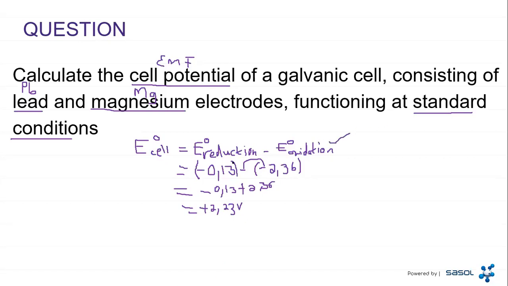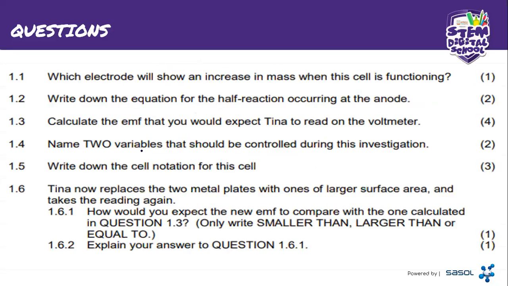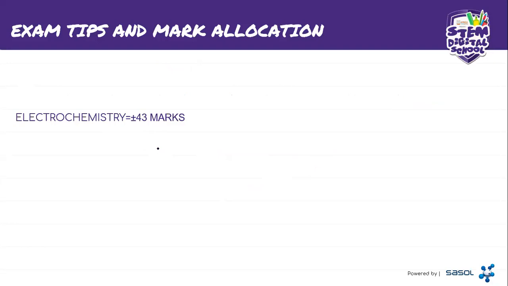And this is how we would mark it. 1 mark for the substitution of E naught reduction, 1 mark for the substitution of E naught oxidation, and the final mark for a positive EMF because we are dealing with a galvanic cell. My dear learners, we are definitely going to ask you to perform this calculation altogether because in paper 2 we don't have much calculation. So where we get an opportunity to give you questions, then we are definitely going to do that.